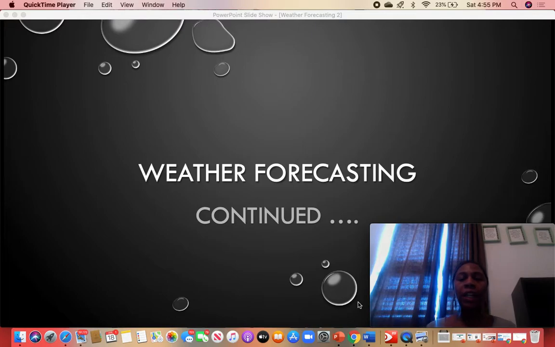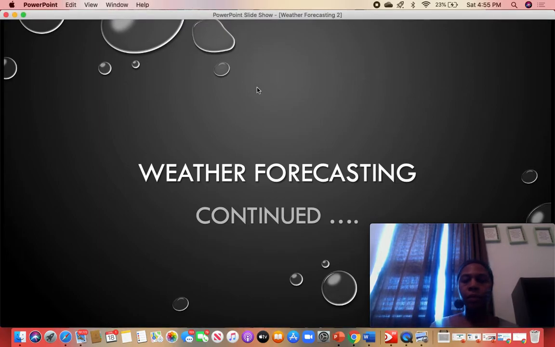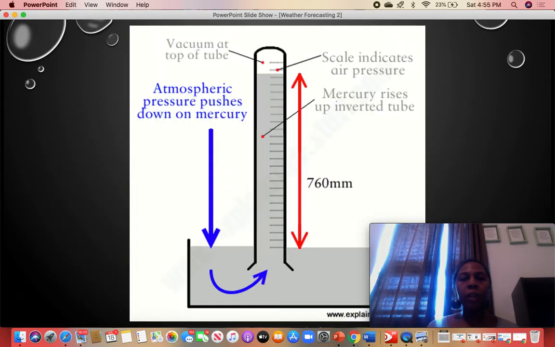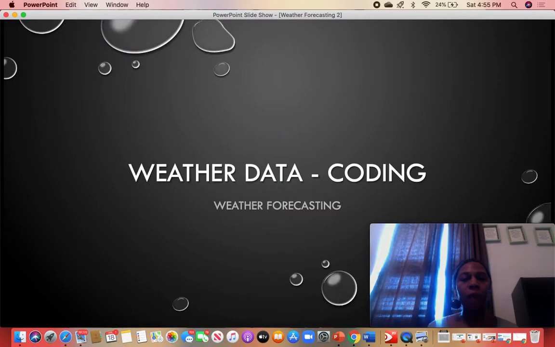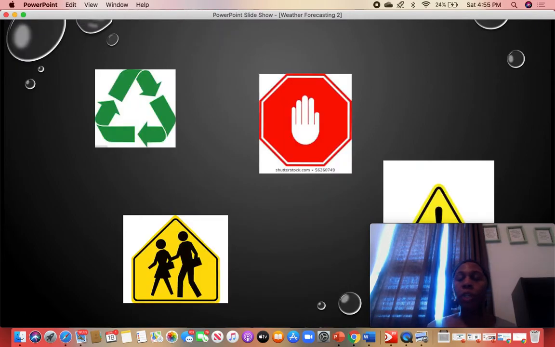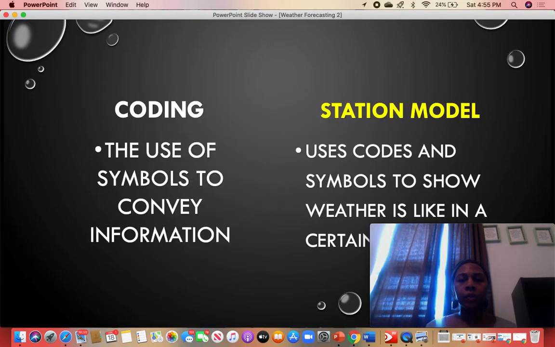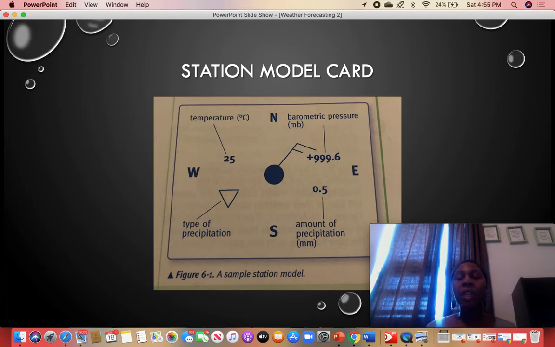So you should see a PowerPoint slide that says weather forecasting continued. So I'm going to begin to move through this and take you through the lecture. So we've already talked about air pressure and barometers and how to read barometers. We've talked about weather coding and how with weather forecasting symbols are used because there's a lot of data involved. And so you guys had an assignment to make a station model card, which I look forward to reviewing soon.